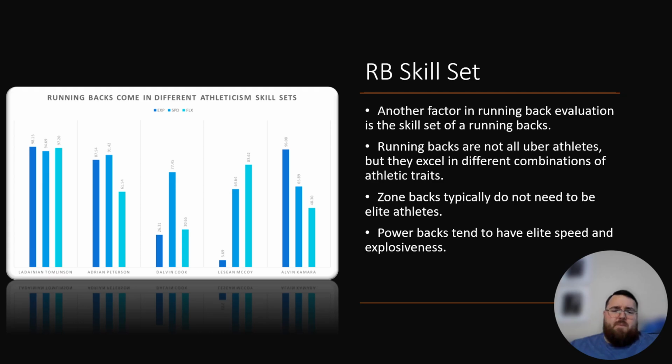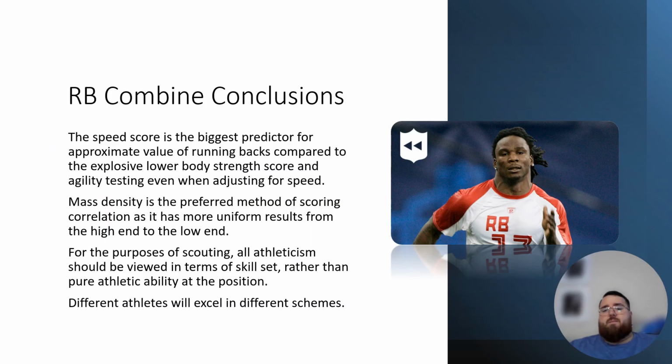So the bottom line is this when it comes to running backs at the combine. The speed score is the biggest predictor for approximate value of running backs compared to the explosive lower body strength score and agility testing, even when adjusting for speed.